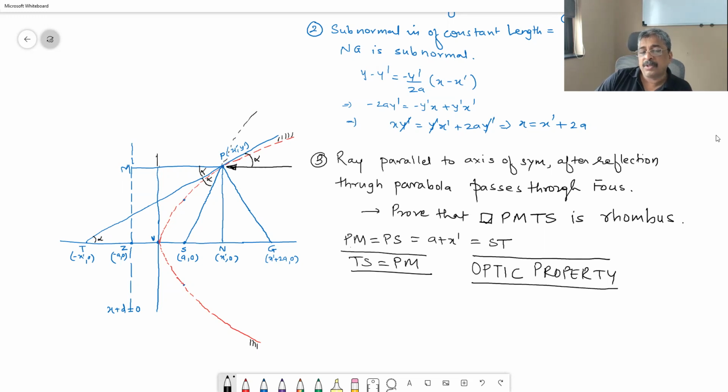Now, if you remember the stories of Newton, he has used parabolic mirrors.